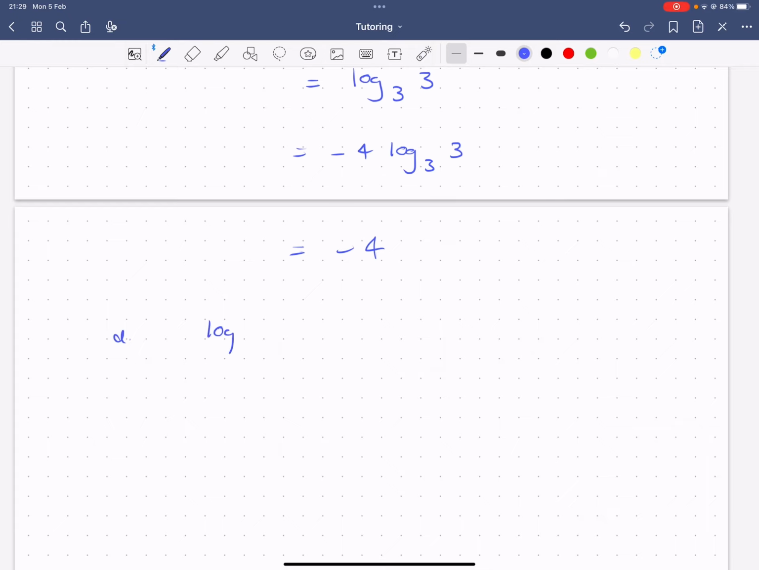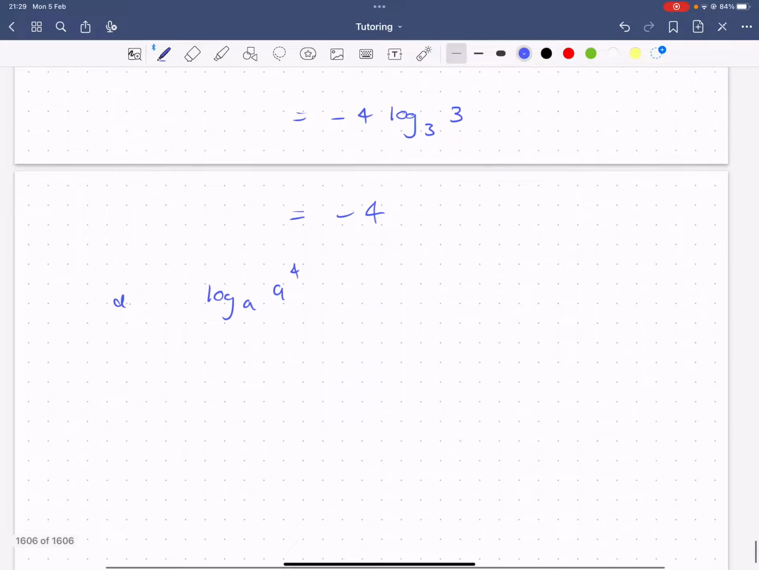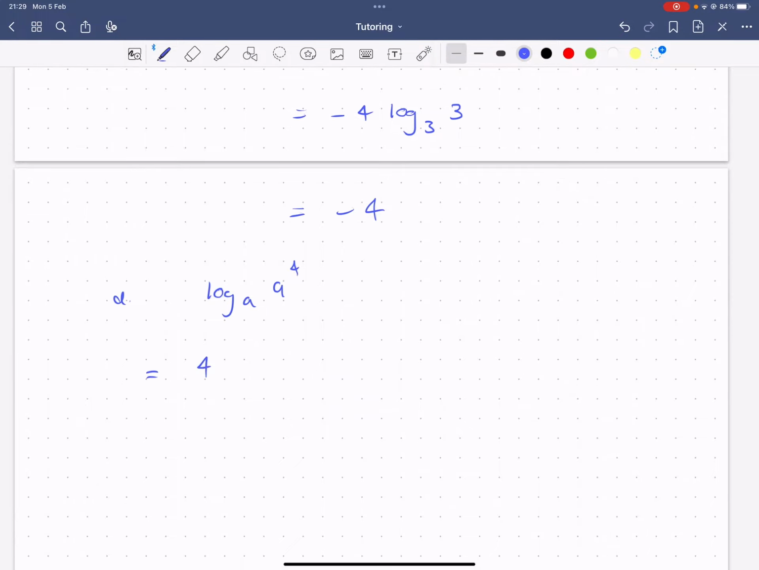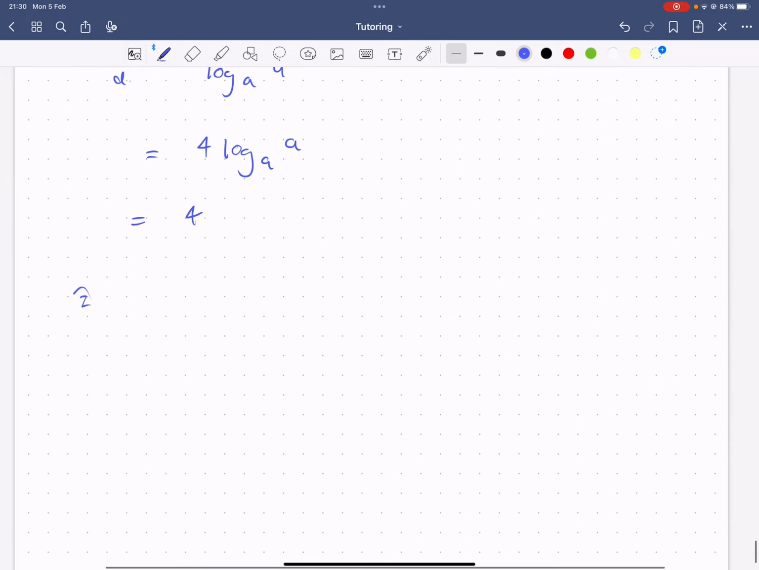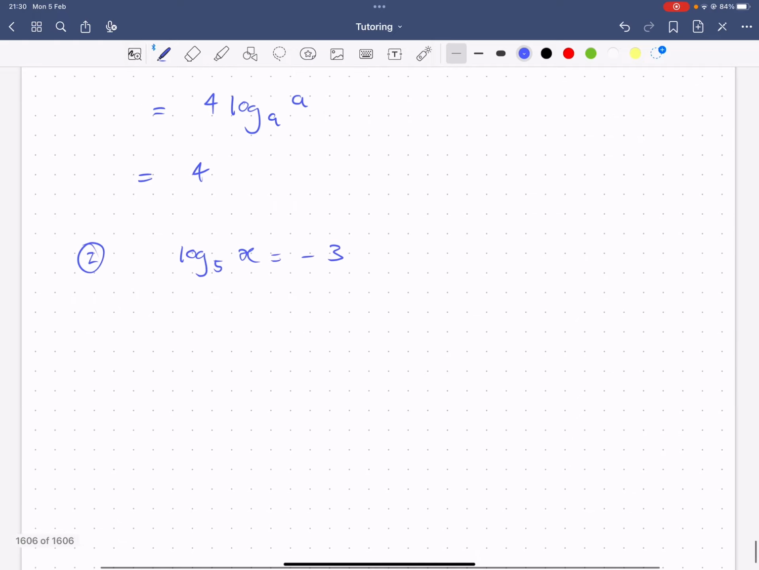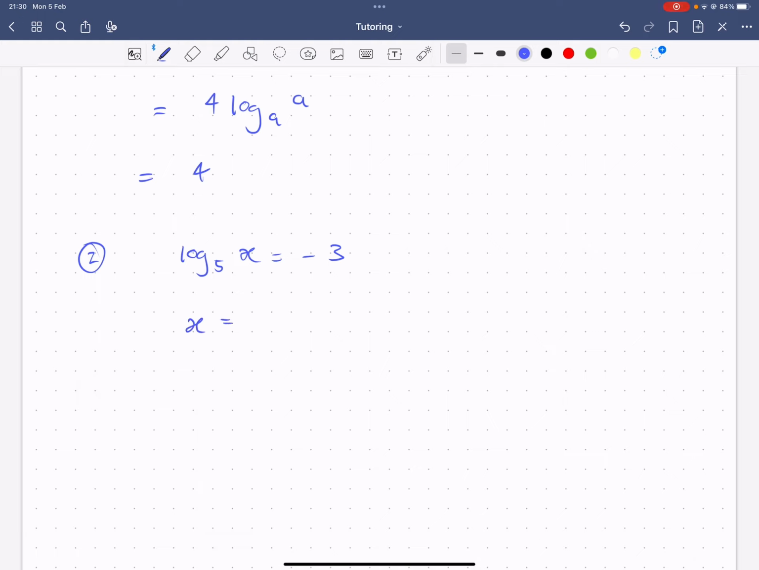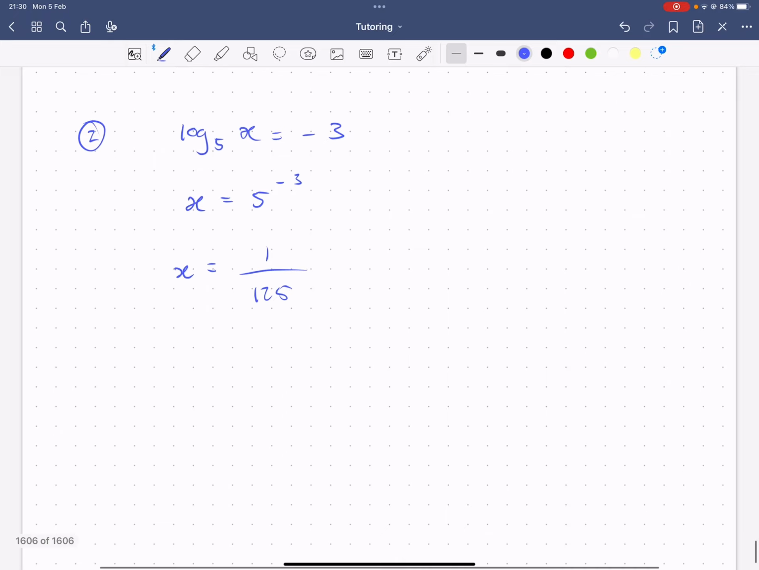Next one, log base a of a to the power of 4. We're going to use our power rule and say this is 4 log base a of a. Log base a of a is 1, so the answer is 4. Last couple, we're going to solve log base 5 of x equals minus 3. Just transforming our logs there, we're going to say x is equal to 5 is the base, minus 3 is the power. So that's 1 on what? 1 on 125 would be that if you typed it into your calculator.